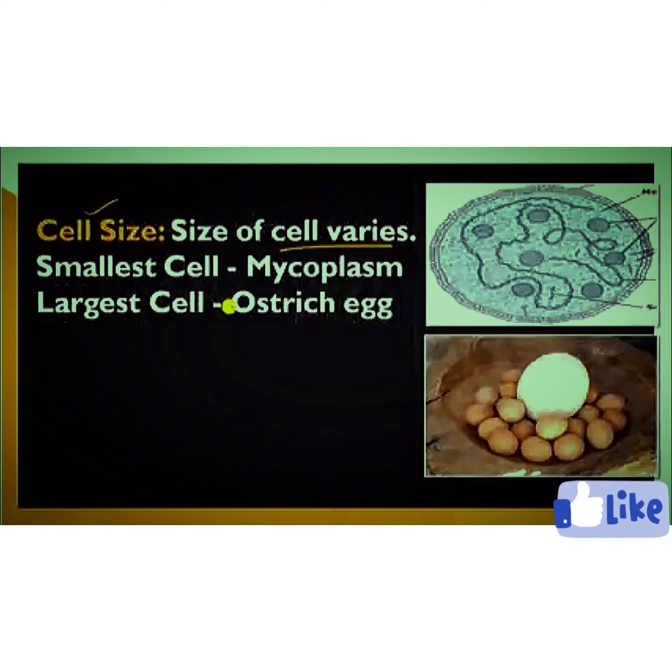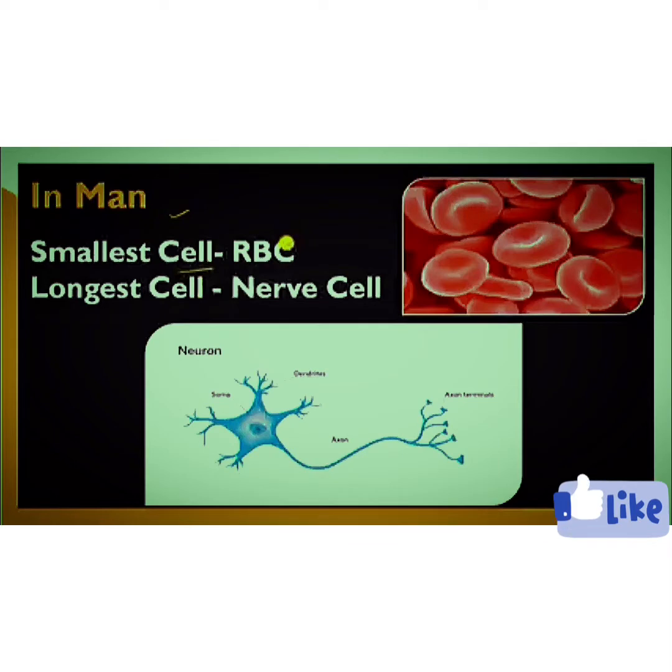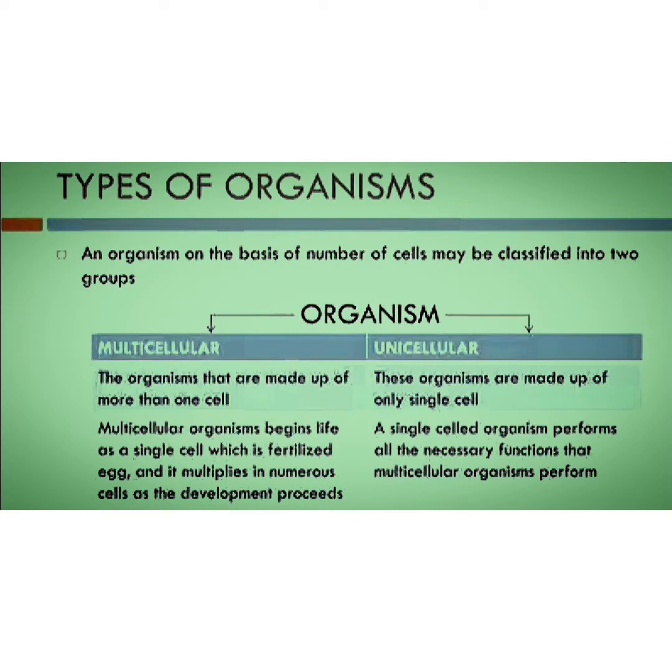Cell sizes may vary. Mycoplasmas are the smallest cells, whereas the ostrich egg cells are the largest cells. In man, RBCs are the smallest, whereas nerve cells are the longest cells. Organisms based on the number of cells can be classified into two groups: multicellular, that are made up of more than one cell, and unicellular, that are made up of a single cell. Multicellular organisms begin life as a single cell, which is the fertilized egg, and it multiplies into numerous cells as development proceeds. Whereas a unicellular organism, a single-celled organism, performs all the necessary functions that multicellular organisms perform.